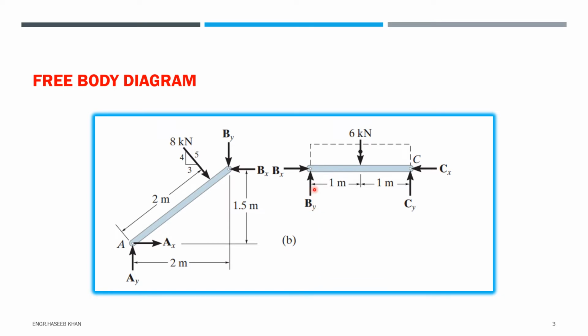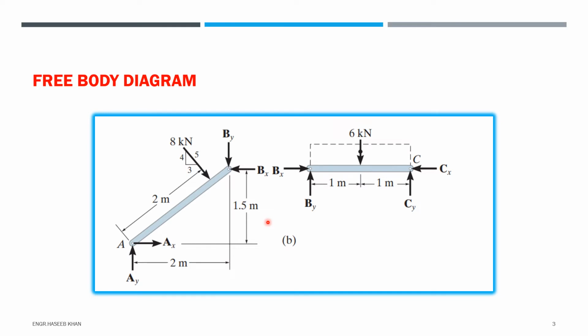Now we apply this By here and find the moment at point A. This will give us this force Bx. So now we will completely know Bx and By. So we can apply the other two equilibrium equations here, summation of vertical forces and summation of horizontal forces on this member, and also we can apply the summation of vertical forces and summation of horizontal forces on the member BC.